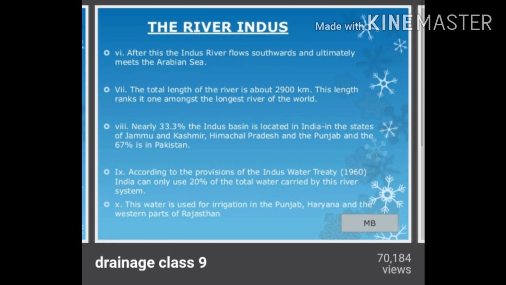So today you have learned about these points of the river Indus. Okay, I hope you understood the topic. We are talking about the Himalayan rivers. The very first river which we took is the Indus River.